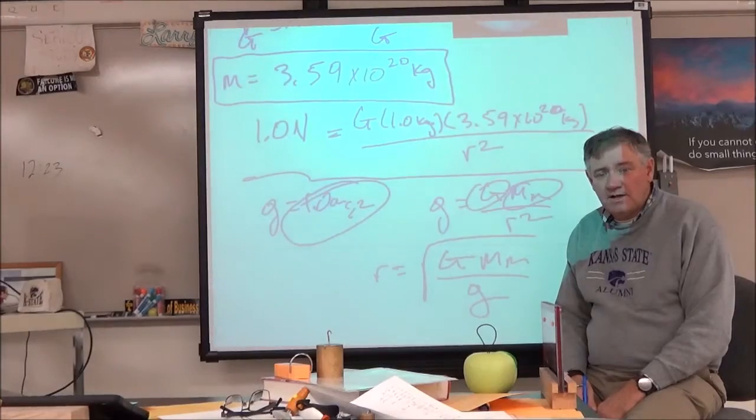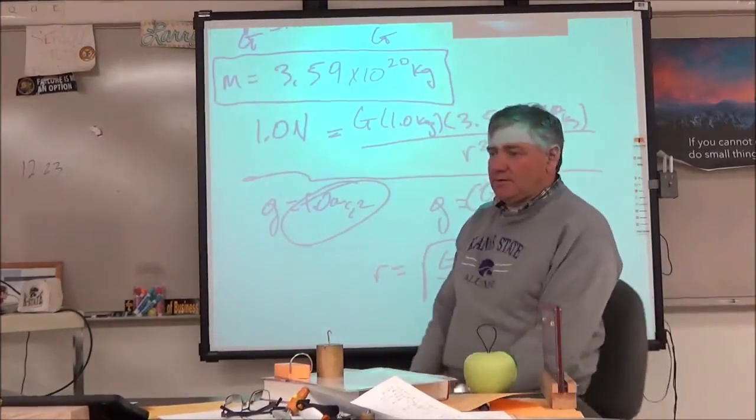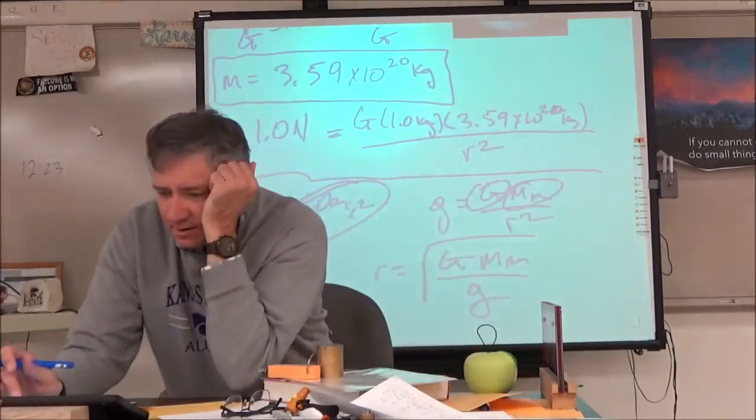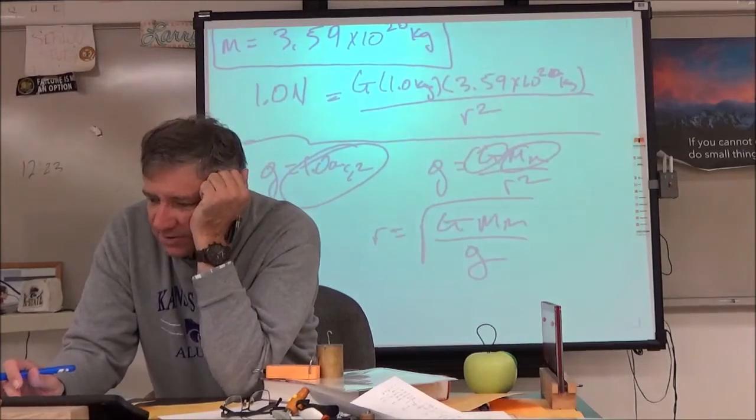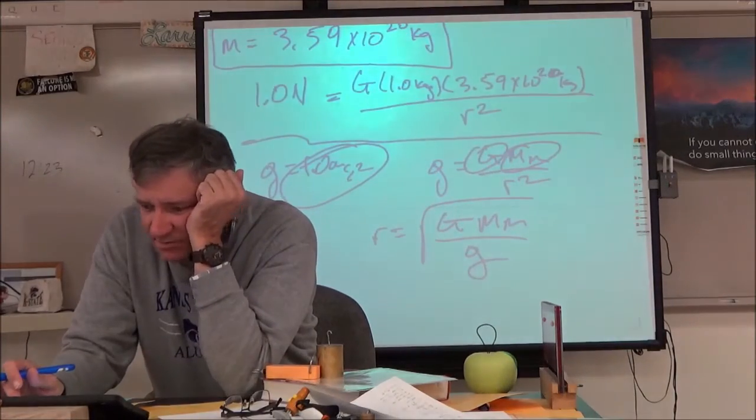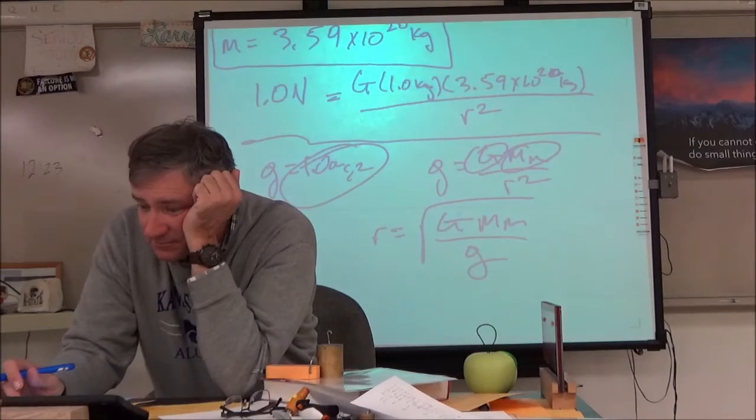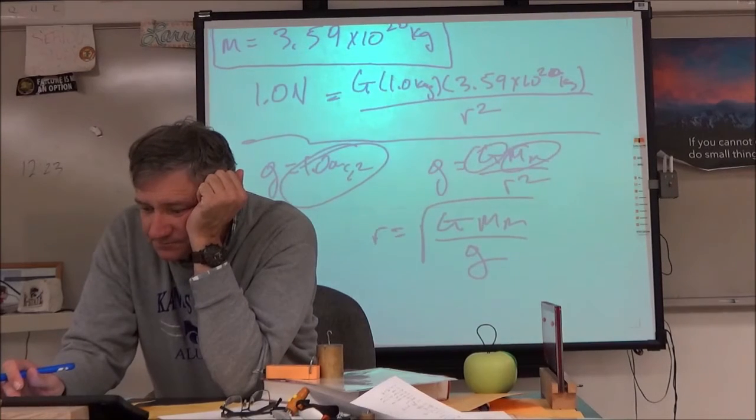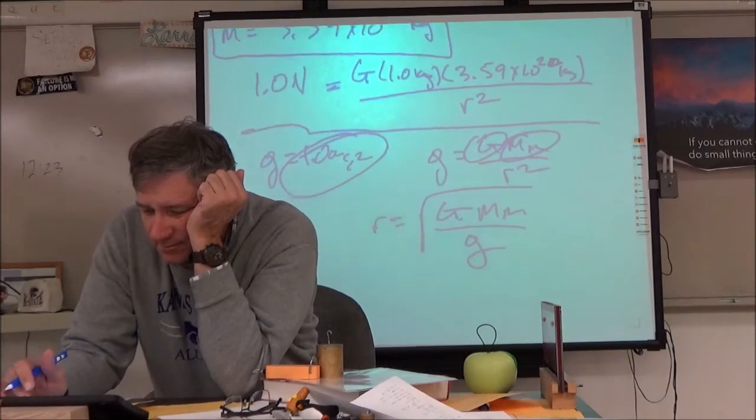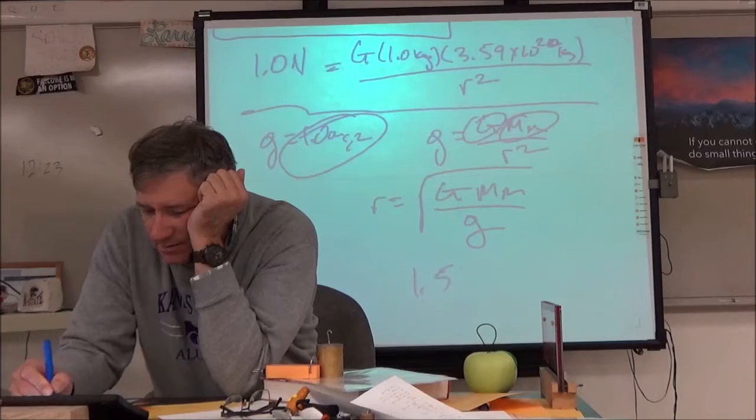I got 2 different answers. What'd you get? I got 2 different answers between the 2 different ways. No, you should get the same one either way, because you're dividing by 1 the other way, right? Yeah. I got 1.55 times 10 to the 4th.